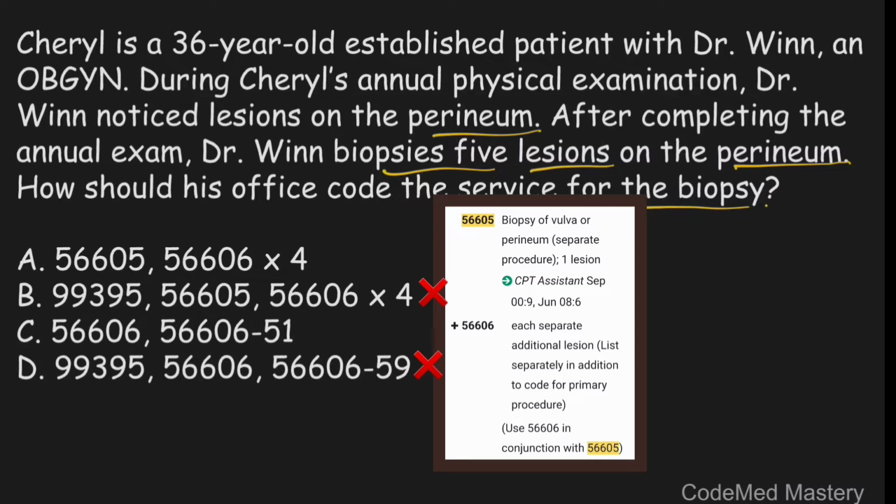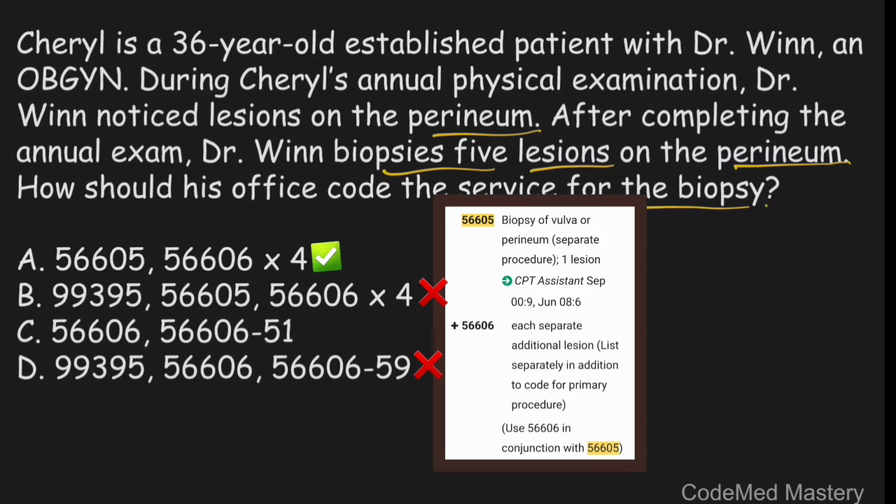Therefore, for the first lesion, we'll use the code 56605, and for the remaining 4 lesions, we will use the code 56606, which is an add-on code for each separate additional lesion. Therefore, we'll multiply the code 56606 4 times for the remaining 4 lesions. Therefore, option A is the right answer.